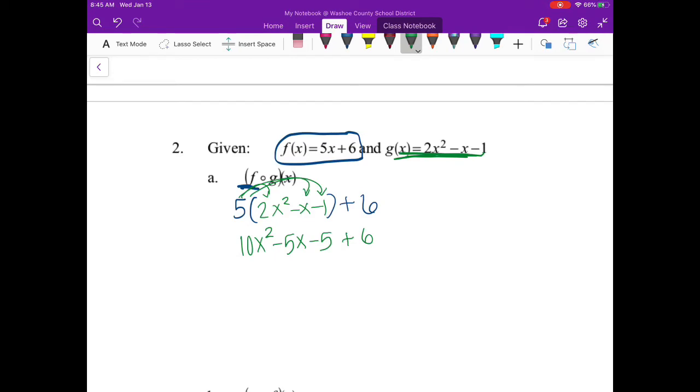Combine like terms and simplify. 10x squared minus 5x stay the same. And then we have negative 5 plus 6, which is 1. And that's your answer. That's your new function.